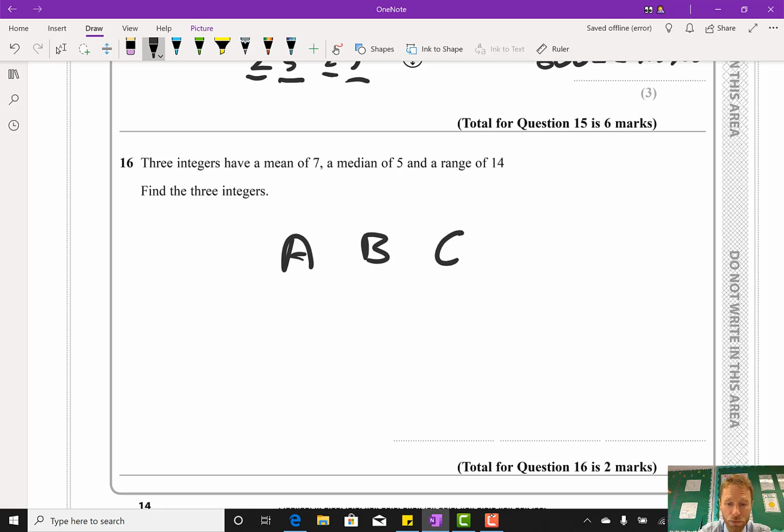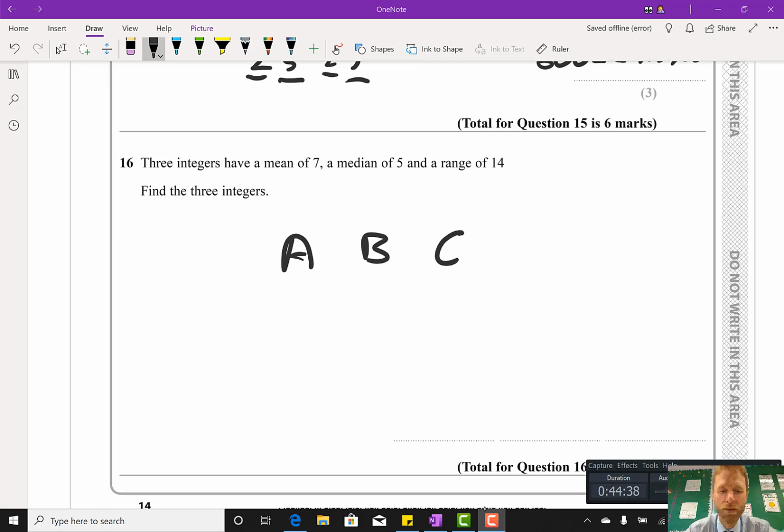Hi, parents. Okay, so 3 integers have a mean of 7, median of 5 and range of 14. As I've said, need some understanding of how to work out averages. Find the 3 integers. So knowledge again, integers. An integer is a whole number. Very important we understand that, because otherwise you start looking for decimals, you'll be there all year.